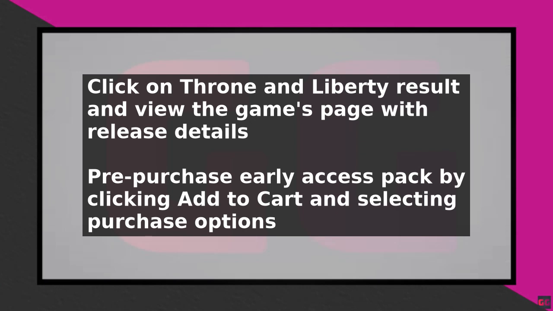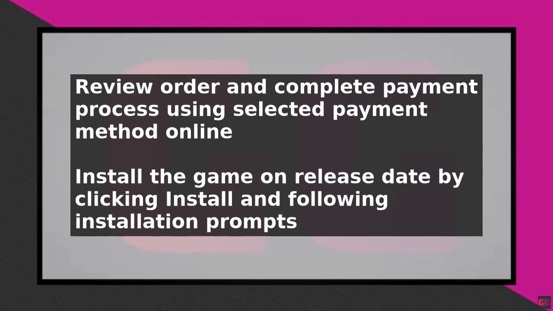To pre-purchase the pack, click the Add to Cart button. Then, view cart and select whether the purchase is for the account owner or as a gift. After selecting the purchase options, review the order and continue to the payment process. Select a payment method from the drop-down menu, such as PayPal, and complete the checkout process.